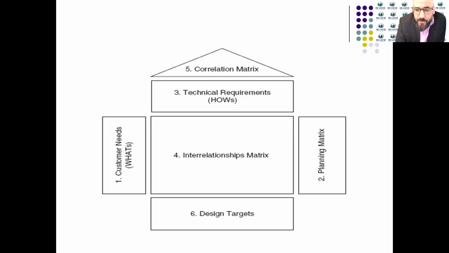Room number four is the interrelationship matrix. You will measure how the hows and the whats interact. Is there any impact between one and three? And if yes, what is the impact? We have to put a number there. Room number five is the attic, which is the correlation matrix for the technical requirements.